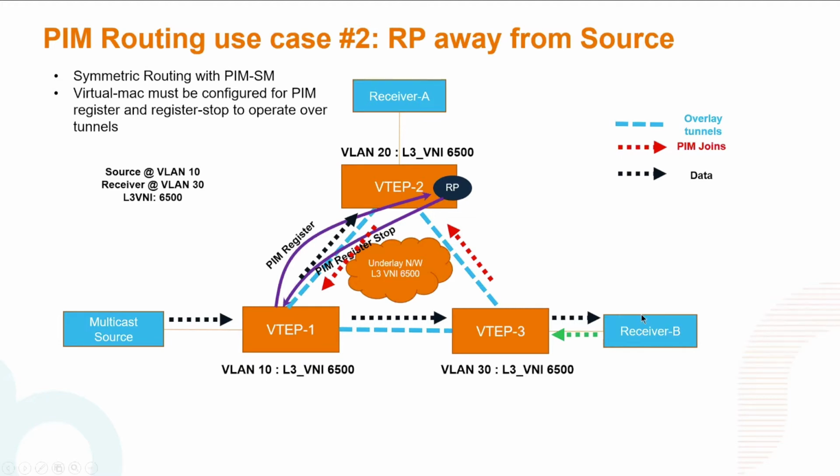One of the requirements here is that since registers and all use unicast internally, you need to configure the virtual MAC on all the VTEPs. So virtual MAC configuration is a must for the PIM register and register stop to work. So let's move to the next slide.